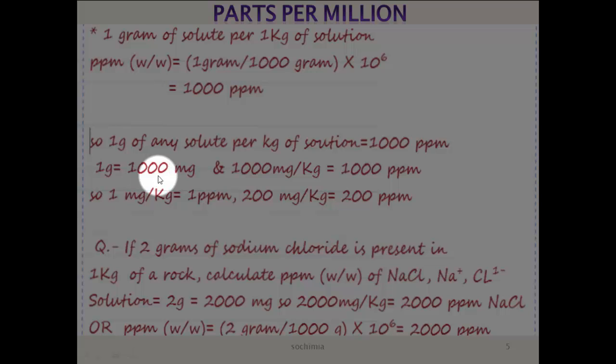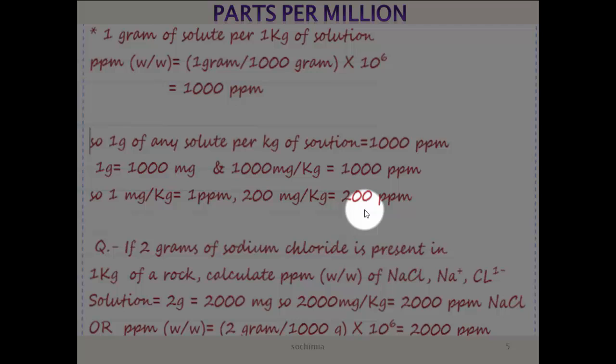As 1 gram equals 1000 milligrams, and 1000 milligrams per kilogram equals 1000 ppm, we can say that 1 milligram per kilogram equals 1 part per million. It's the same concept as we have seen in the last slide. Or 200 milligrams per kilogram is 200 ppm, weight by weight.